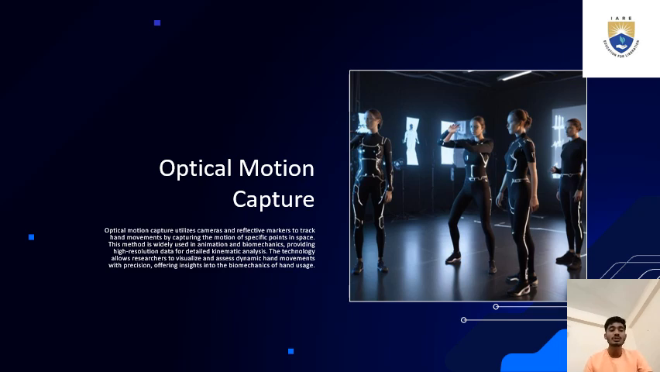Types of optical motion capture systems. Passive optical uses reflective markers and cameras to capture movement. Active optical uses LED markers and cameras to capture movement. Markerless uses computer vision algorithms to track movement without markers.